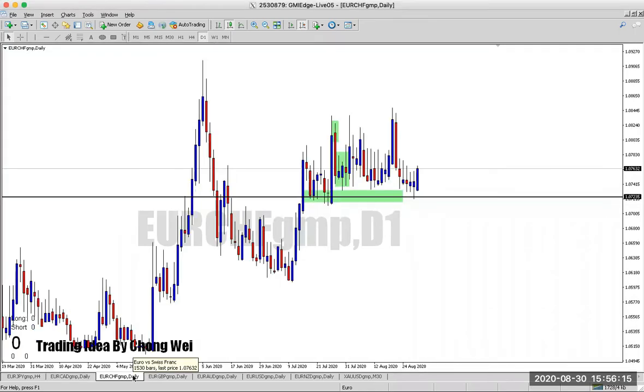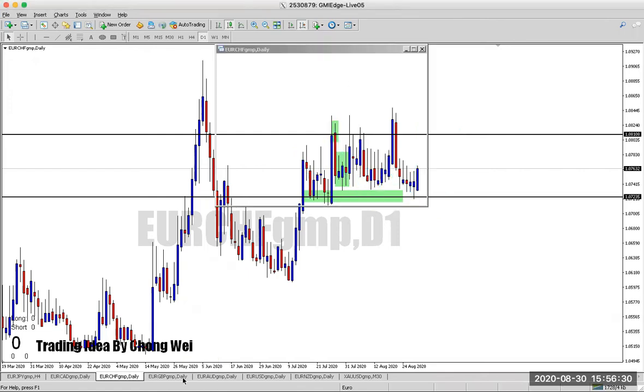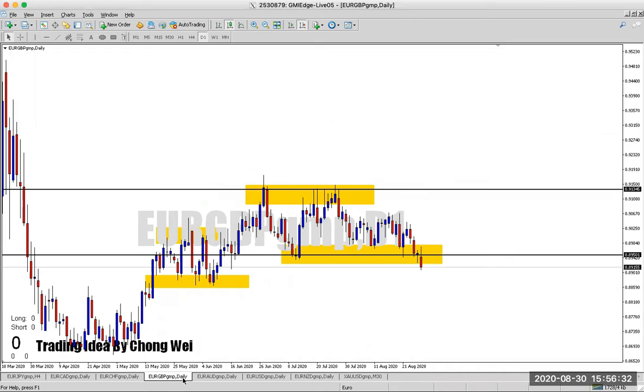So next will be Euro CHF. Okay, Euro CHF, a very clear range. This is a very clear range. Okay, the next will be Euro GBP.